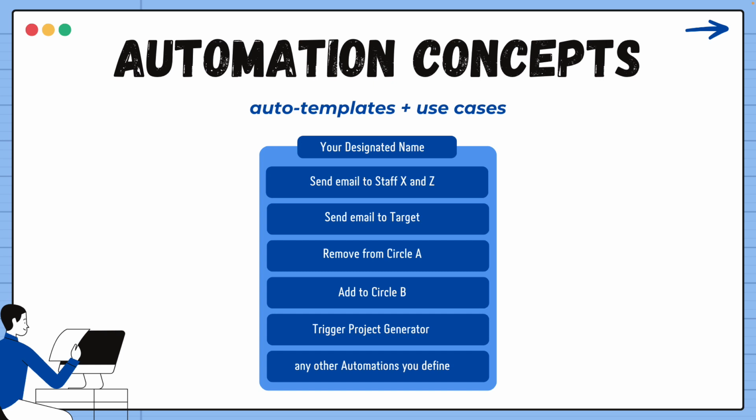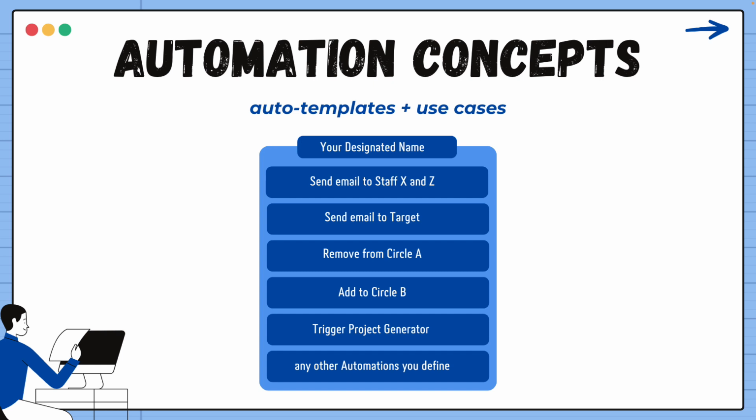And it can consist of individual automations like send email to this or that staff, send email to the target separately, remove them from circle A and add them to circle B, which we have seen can then change their entire experience, including menus and access, etc. Maybe you want to trigger a project generator, and then any other automations you define. There's no limit to how many you can add here. And the idea is that you configure these automations to do as much work as possible at this point in your workflow. And then when this auto template is triggered, all of these automations happen in milliseconds as opposed to the 20, 30, 40 minutes it might take you to process this manually.